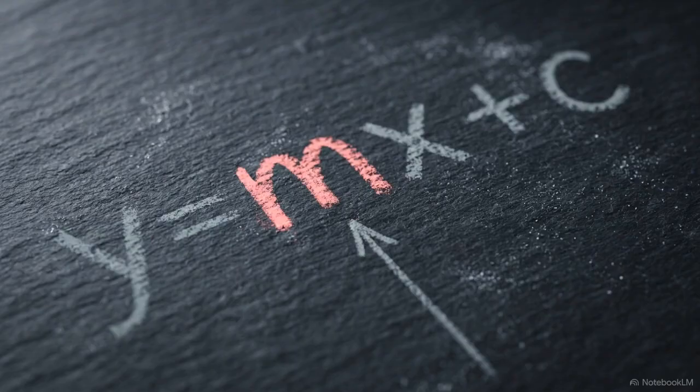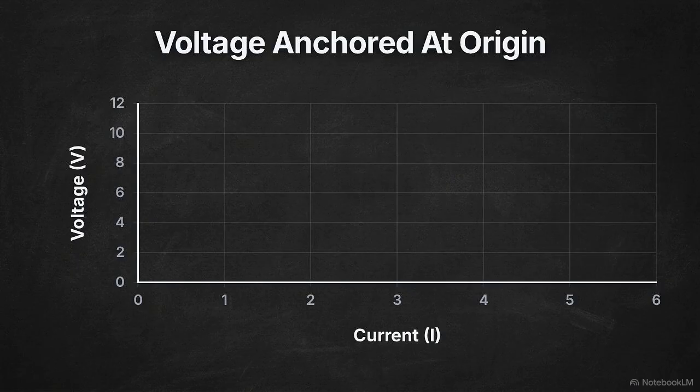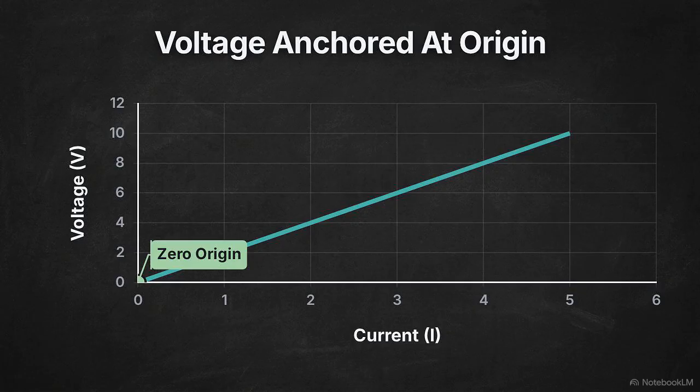The slope, m, represents the resistance of the equipment. This is the unknown variable we are trying to solve for. Finally, our intercept, c, is exactly 0. Since zero current yields zero voltage, any line we draw to model this circuit must pass directly through the origin.